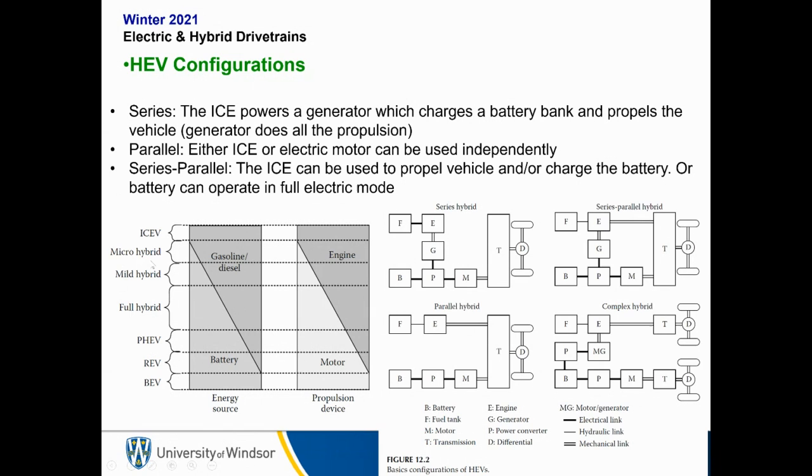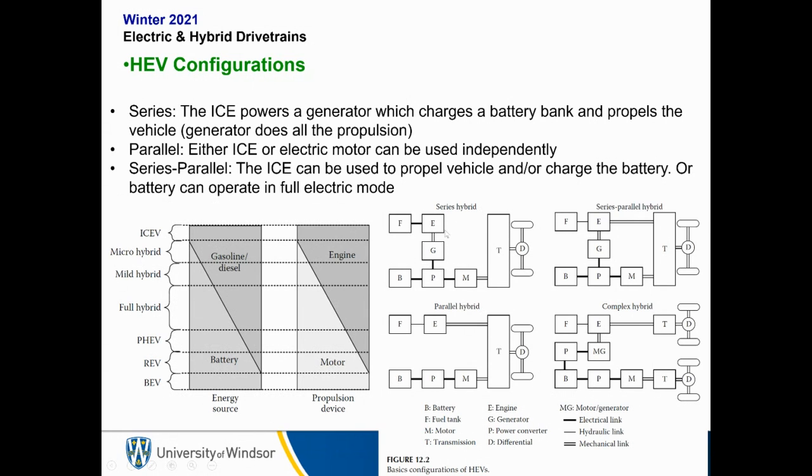Now when we look at, again, the different types of vehicles, we have battery electric, plug-in electric, plug-in hybrid vehicle, full hybrid, micro hybrid, and then obviously the internal combustion engine vehicle. The proportion of power coming from gasoline or diesel, or battery, or the internal combustion engine or the motor kind of depends as you go down. As you go down to battery electric vehicle, the energy source is purely the battery and the propulsion is purely the electric motor. If you're looking at the other end of the spectrum, internal combustion engine vehicle, ICEV, the energy source is purely gasoline, diesel, and the propulsion is purely internal combustion engine.